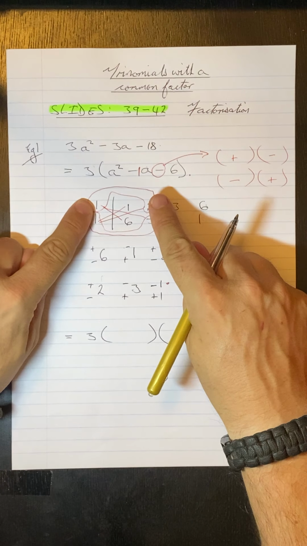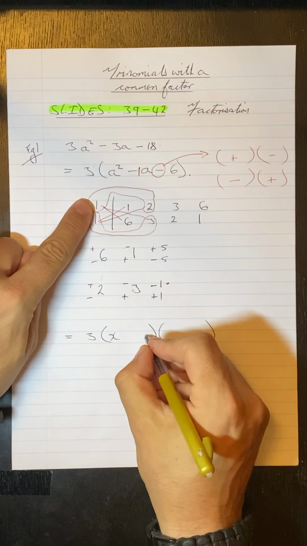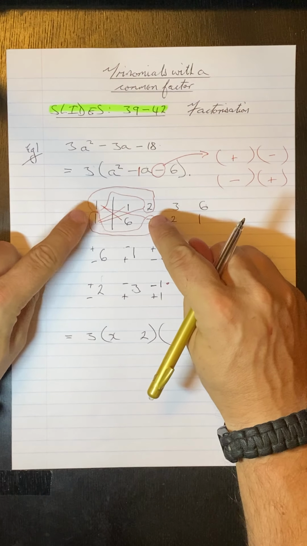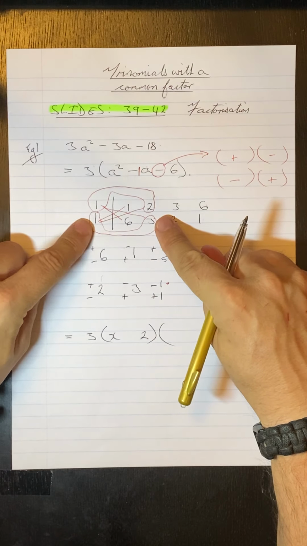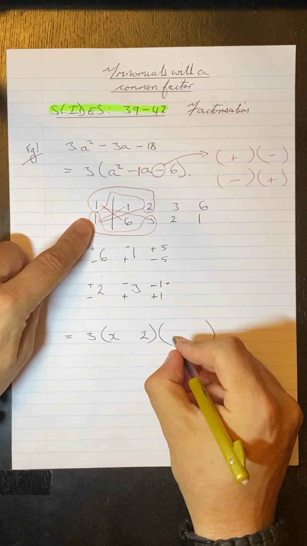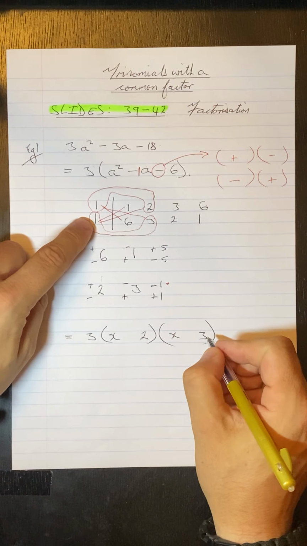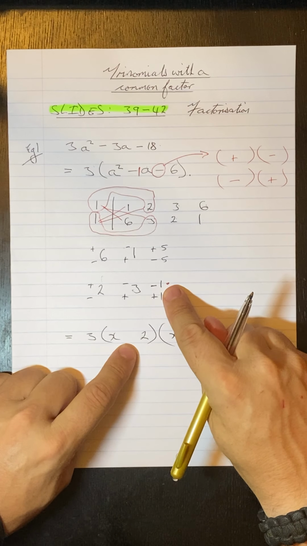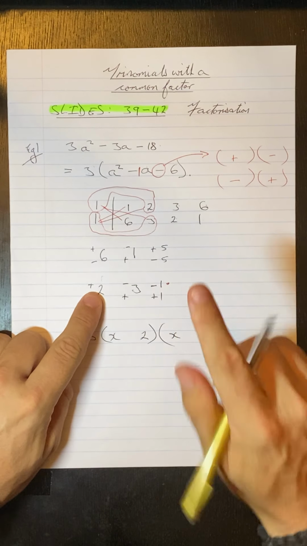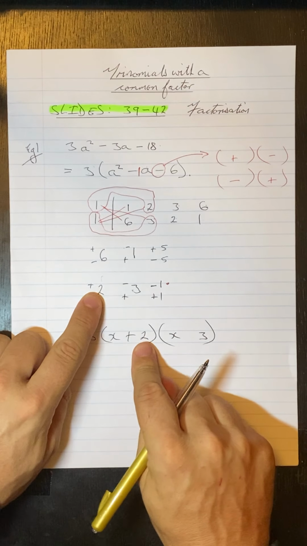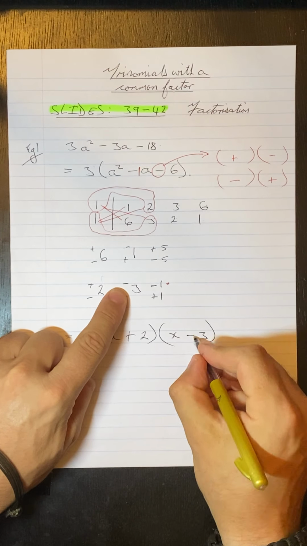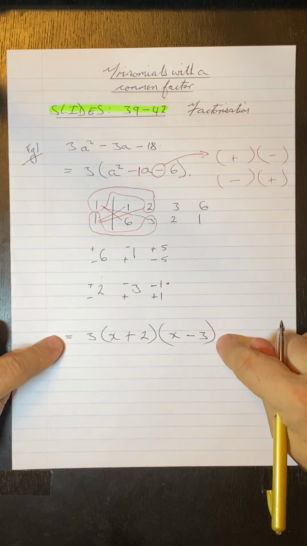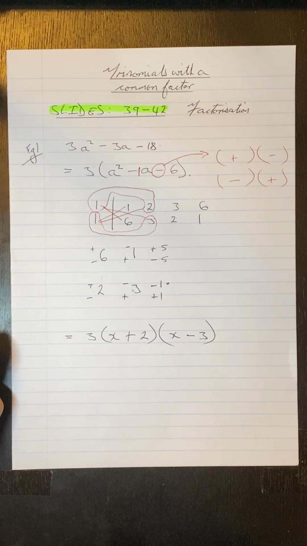So it's 1x with a 2. 1x with a 2. Move on to the next one. 1x with a 3. 1x with a 3. Now we need to decide what our signs are going to be. And it was this one that gave it to us. So we can see we need a plus 2, and a minus 3, minus 3. And we have factorized that example over there.